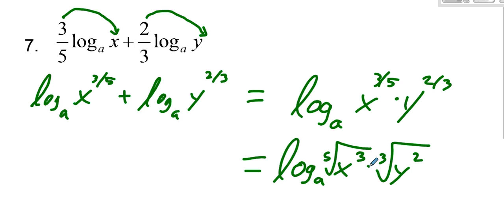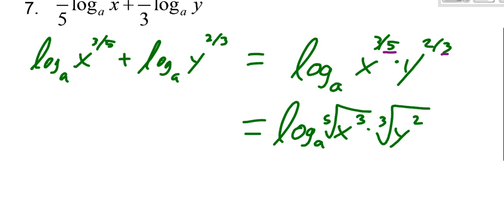That's the same. Or to review something we did a long time ago, you could actually put those together as one radical. If you look at the denominators 3 and 5 in your exponents, get a common denominator. 3 and 5, common denominator would be 15. You can think of this as 9/15 and 10/15.